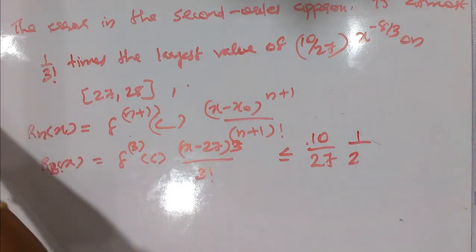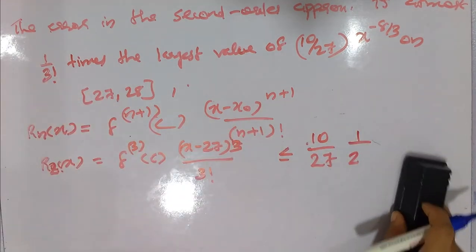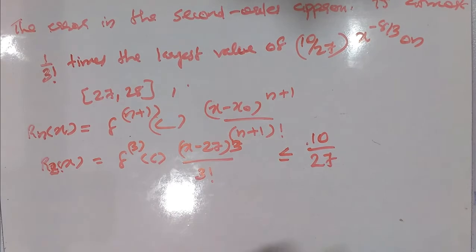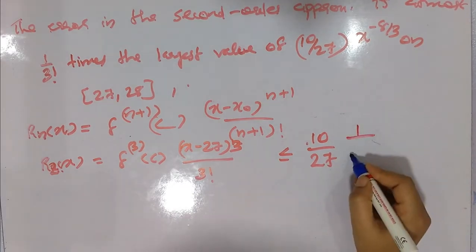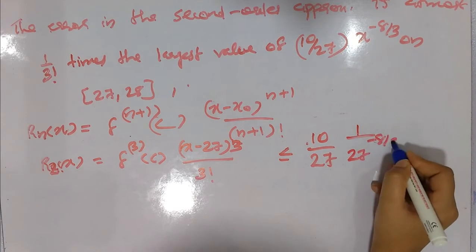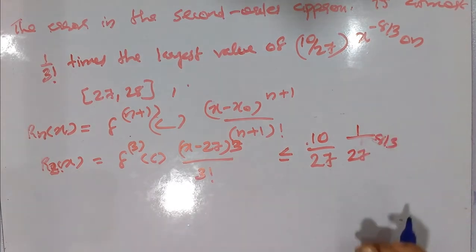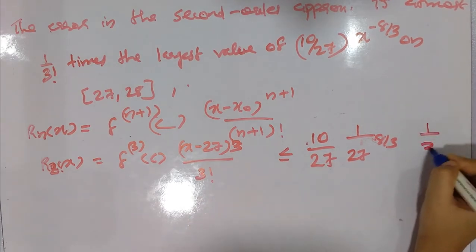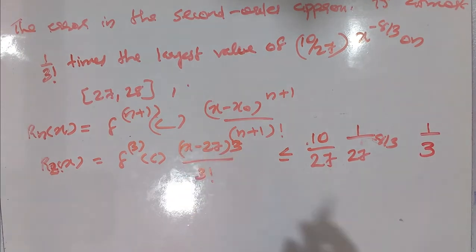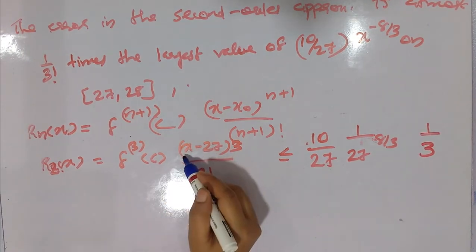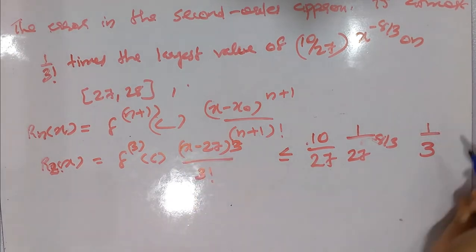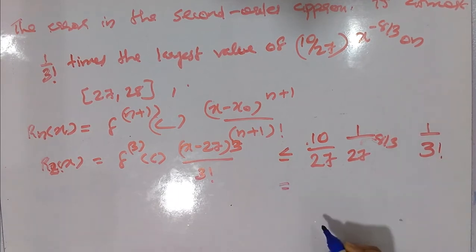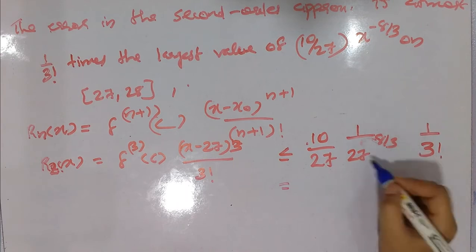10 by 27, we will do 1 by 27 raised to minus 8 by 3. The minus will cancel. Into 1 by 3 factorial. The maximum value of x is 28 in the interval, and this is the maximum value, which is equal to 1 by 3 factorial. Now, 27 is a cube and the power 8 is a cube.